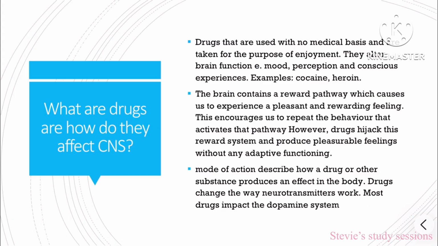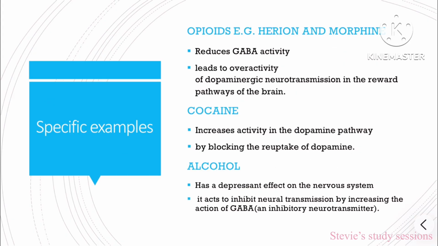The mode of action describes how a drug or any other substance produces an effect in the body. Drugs change the way neurotransmitters work. Most drugs have an impact on the dopamine system. Specific examples of drugs and how they affect the central nervous system: Opioids, for example heroin or morphine, reduce GABA activity. This leads to an overactivity of dopamine neurotransmitter in the reward pathway of the brain. Cocaine increases the activity of the dopamine pathway by blocking the uptake of dopamine.